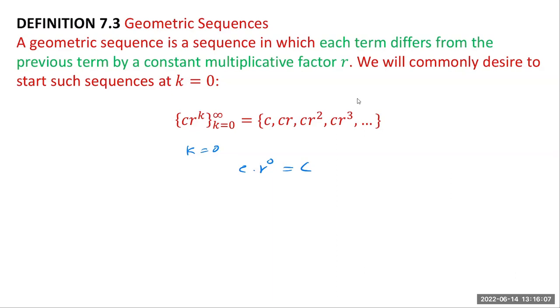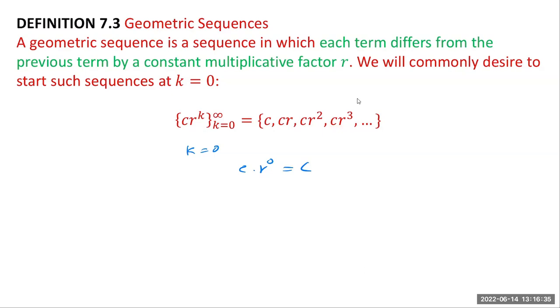And to get the second term, you plug in k is equal to 1, because to get the first term, you plugged in k is equal to 0. If you plug in k is equal to 1 here, you get c times r. To get the next term, you plug in k is equal to 2. You get c times r squared, and then c times r cubed, and so on and so forth.